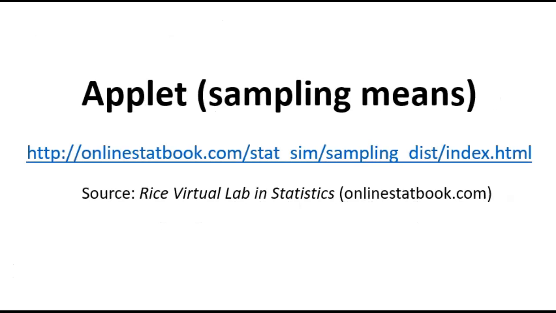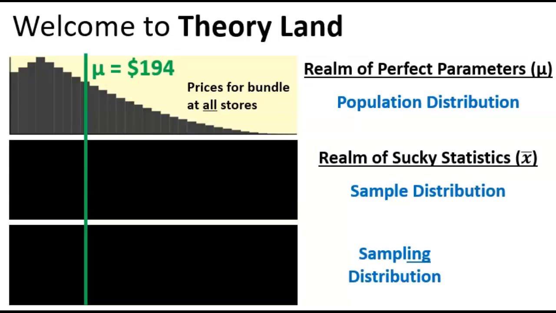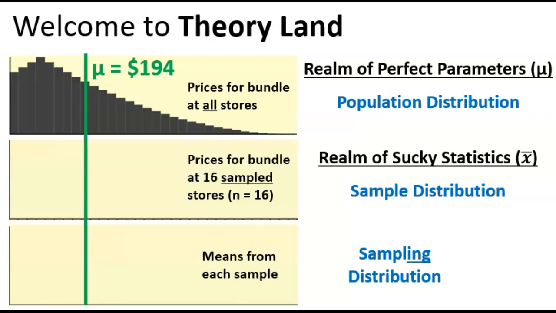So we've seen this before, and the idea here is, okay, you've got a bunch of stores. Those are the prices for the stores. We're going to take a sample of 16 and take the average of that sample of 16, and there's the mean. Okay, we're going to take another sample of 16, and then there's the mean. And we're going to keep doing that over and over and over again until we get a sense of what all of these means start to look like.